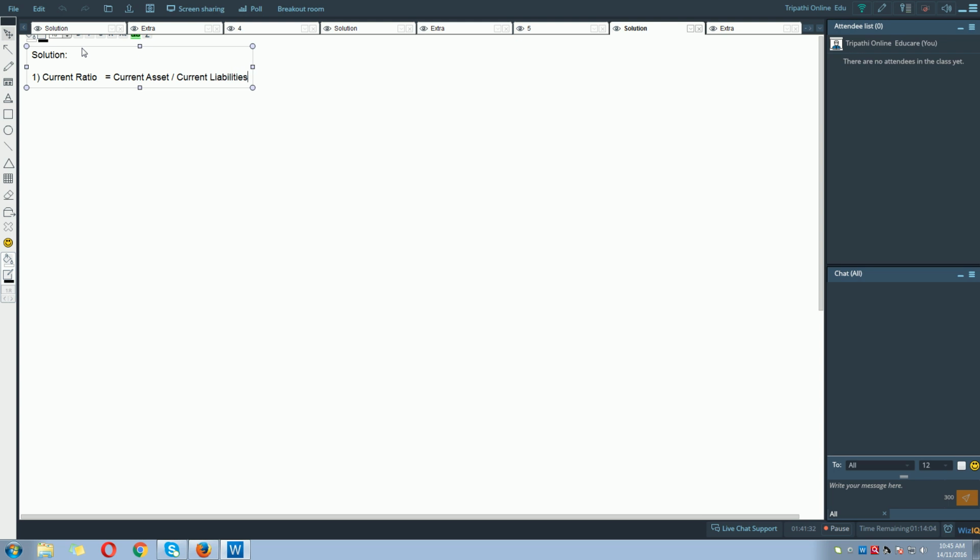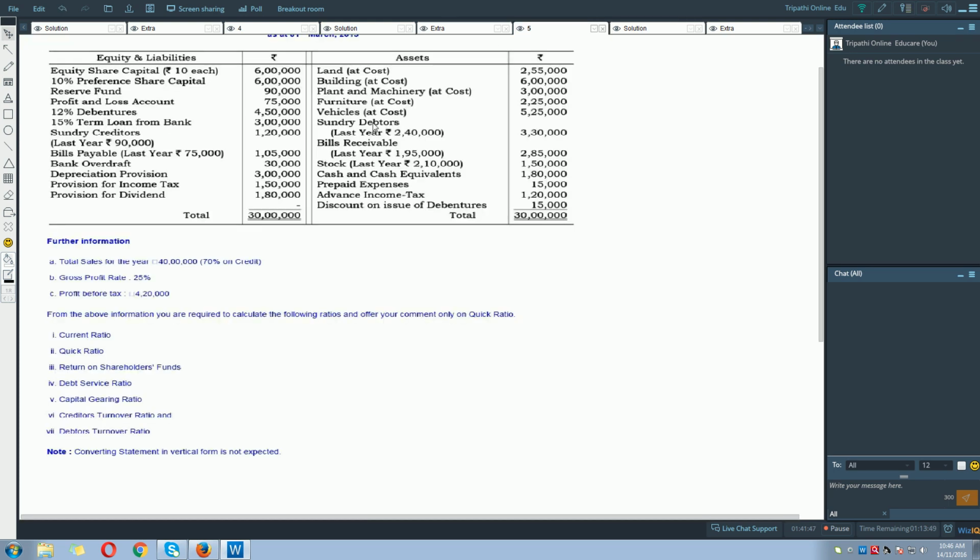Land and building at a cost 2,50,000, building at cost 6 lakh rupees, plant and machinery at cost 3 lakh rupees, furniture at cost 2,25,000, vehicle at cost 5,25,000. Sundry debtor last year 2,40,000 and current year 3,30,000. Bills receivable last year 1,95,000, current year 2,85,000. Stock last year 2,10,000, current year 1,50,000. Cash and cash equivalent 1,80,000. Prepaid expense 15,000. Advance income tax 1,20,000. Discount on issue of debenture 15,000.